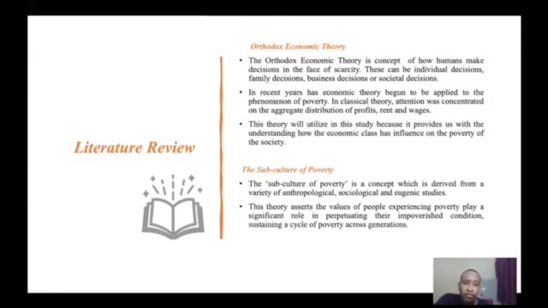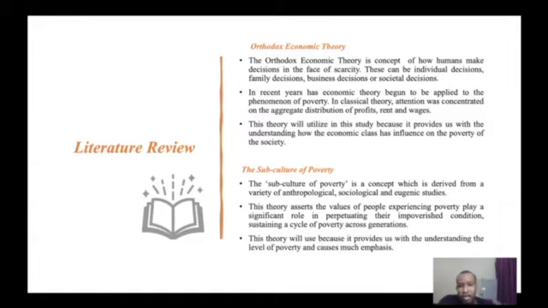In the literature review, in this study, we will use two theories. The first is orthodox economic theory and the second is subculture of poverty. We use orthodox economic theory because it helps us understand how economic class influences the poverty of society, while subculture of poverty helps us understand the level of poverty and its causes.